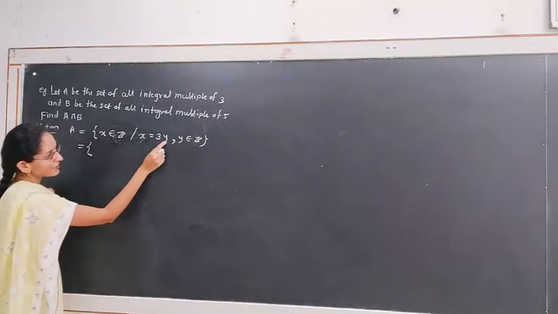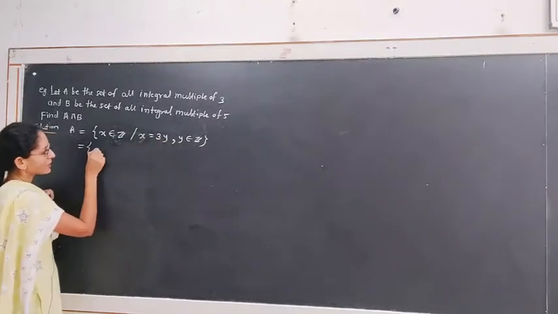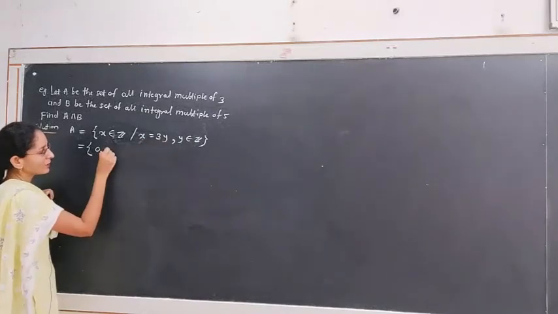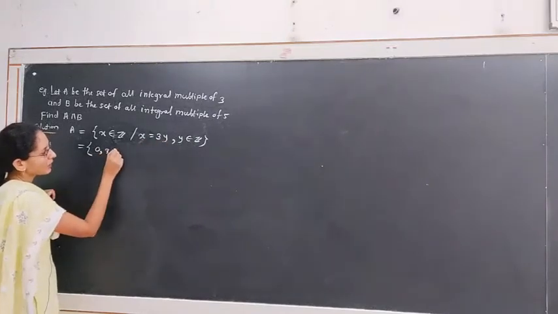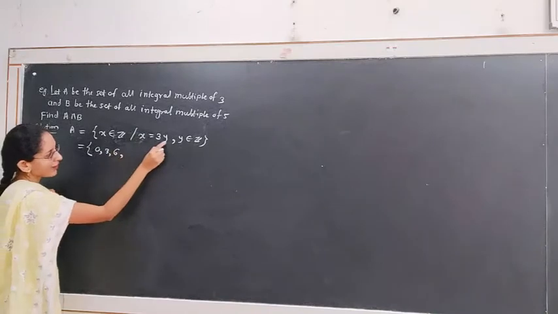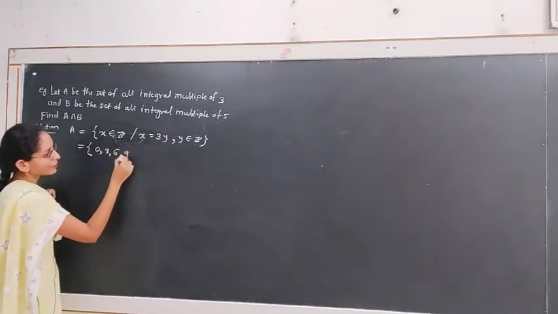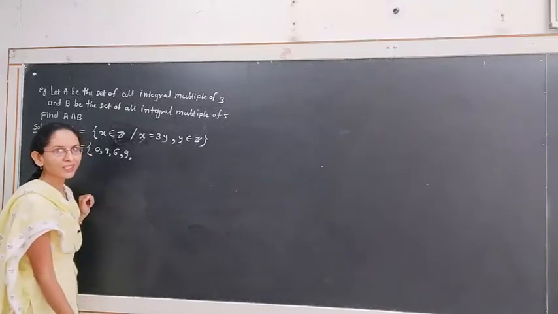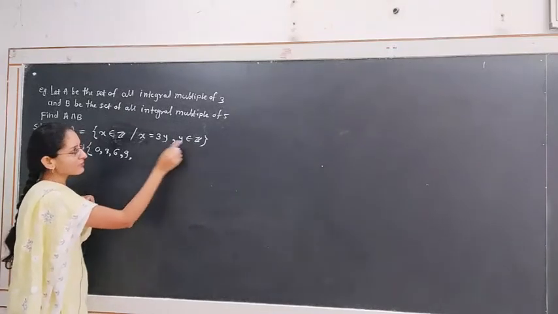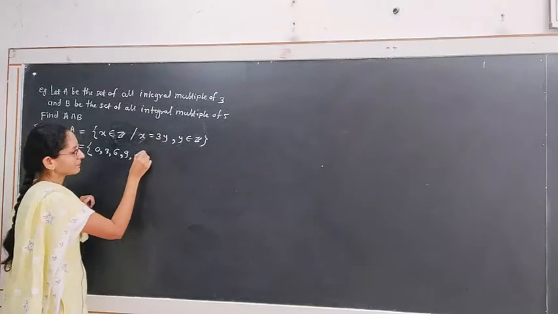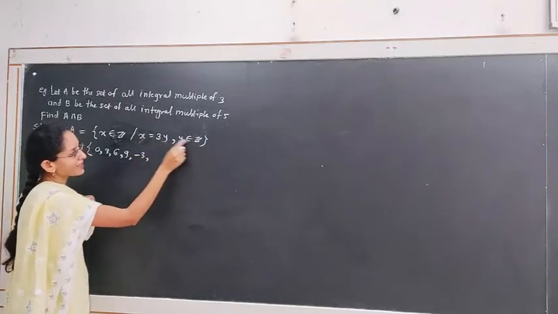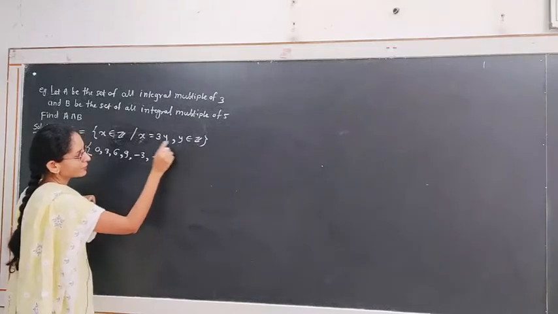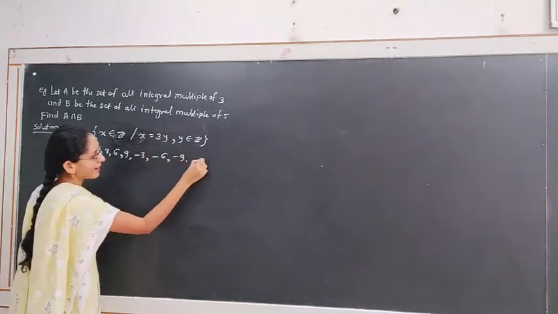if we consider Y is equal to 0, then we get X is equal to 0. If we consider Y is equal to 1, then we will get X is equal to 3. For Y is equal to 2, we get X is equal to 6. For Y is equal to 3, we get X is equal to 9. As Y belongs to Z, Y also takes the negative integers. If Y is equal to minus 1, then X is equal to minus 3. Y is equal to minus 2 gives X is equal to minus 6. Y is equal to minus 3 gives X is equal to minus 9 and so on.